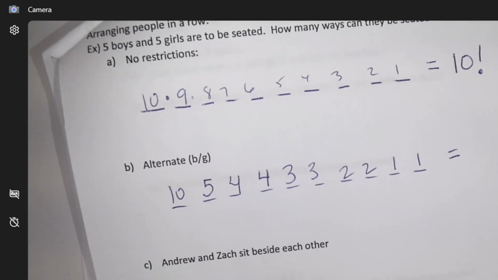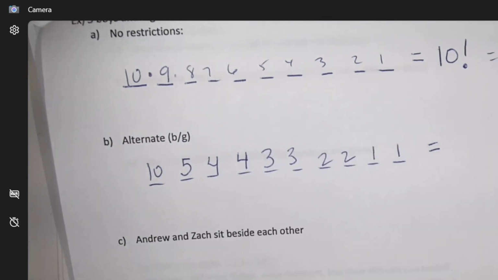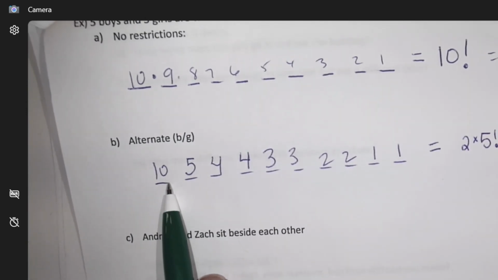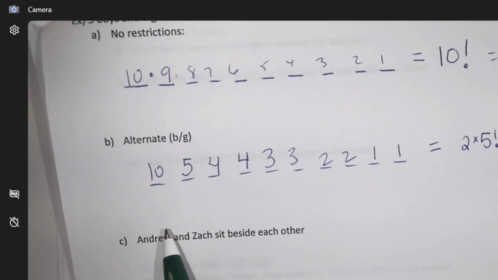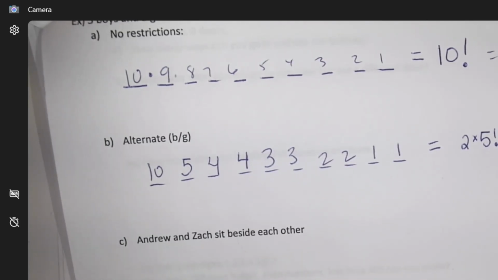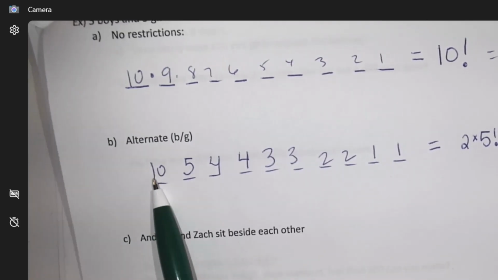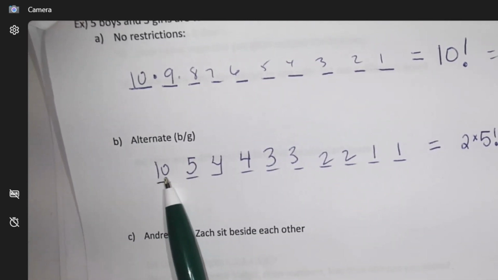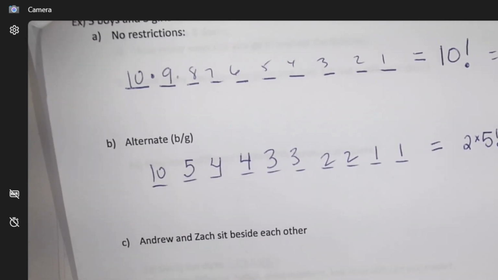Okay, so if you really want a shortcut, the boys were 5 factorial, the girls were 5 factorial, but I times it by 2, that's where the 10 came from, because I could have started out with a girl, or I could have started out with a boy on the seats. So that's why that one got doubled at the front.